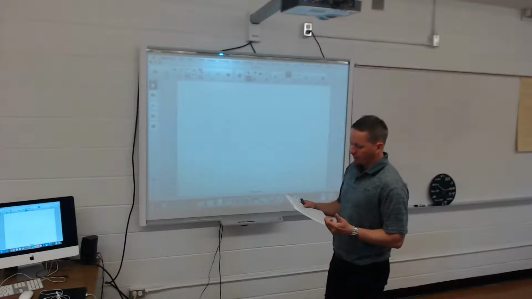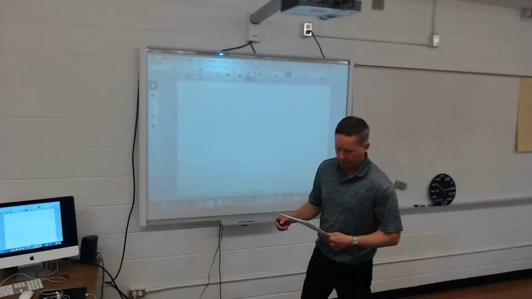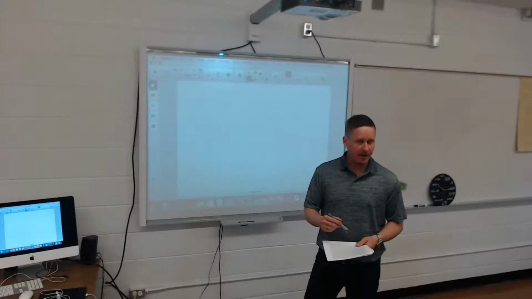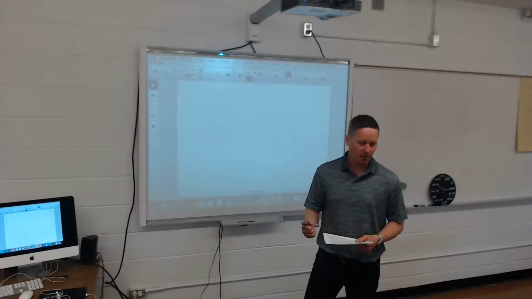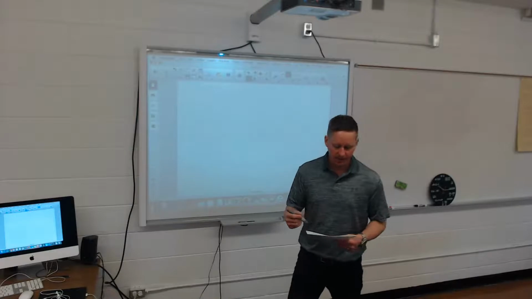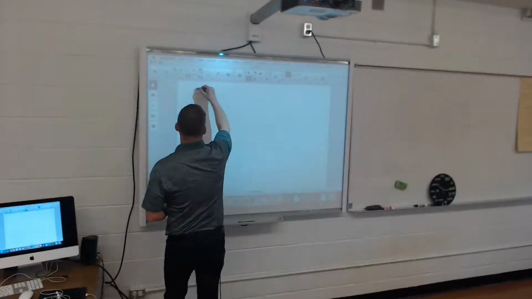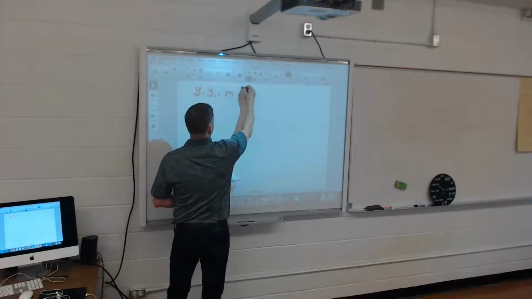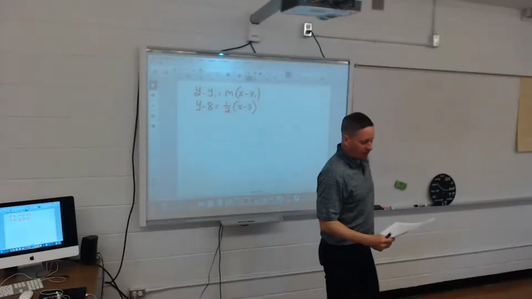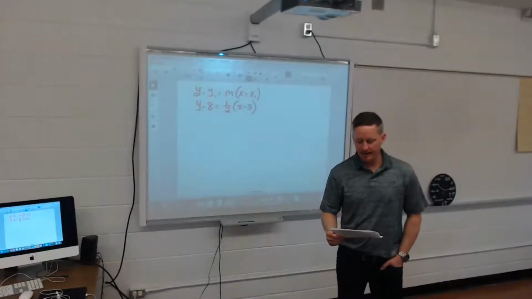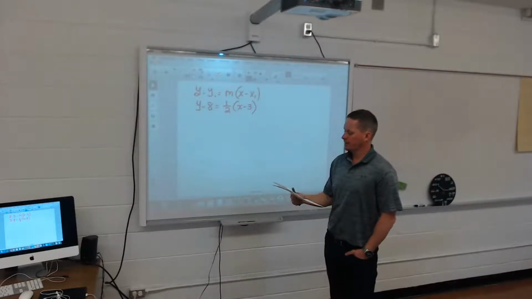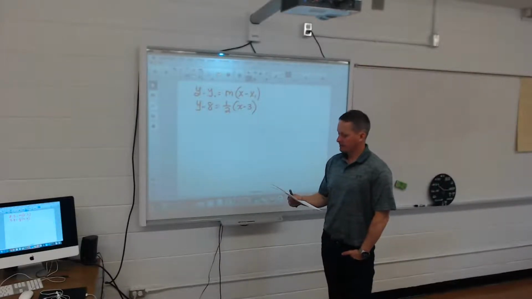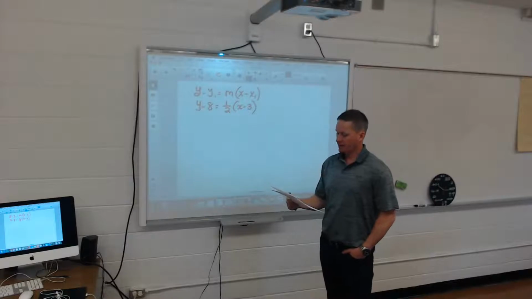All right, so slope point form. I'm given x1, y1, and I'm given my slope. So I can write that out fairly easily. So slope point form looks like this: y minus y1 equals m times x minus x1. In slope point form, y minus 8 equals 1/2 times x minus 3.